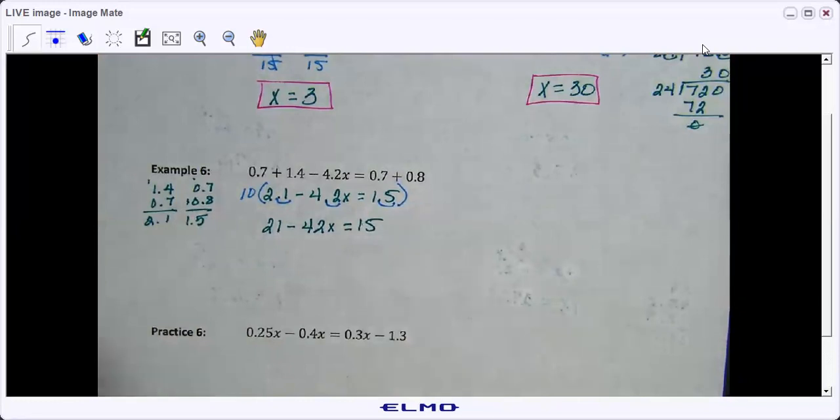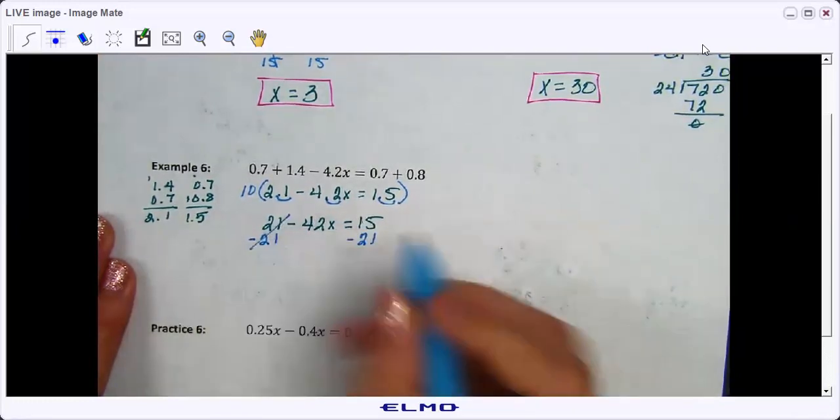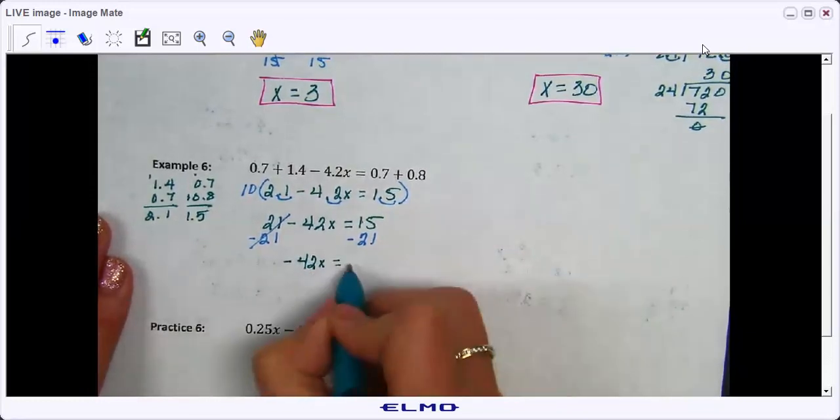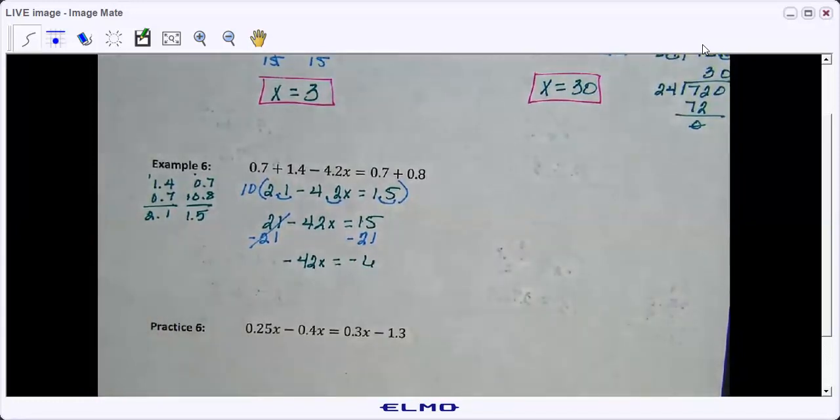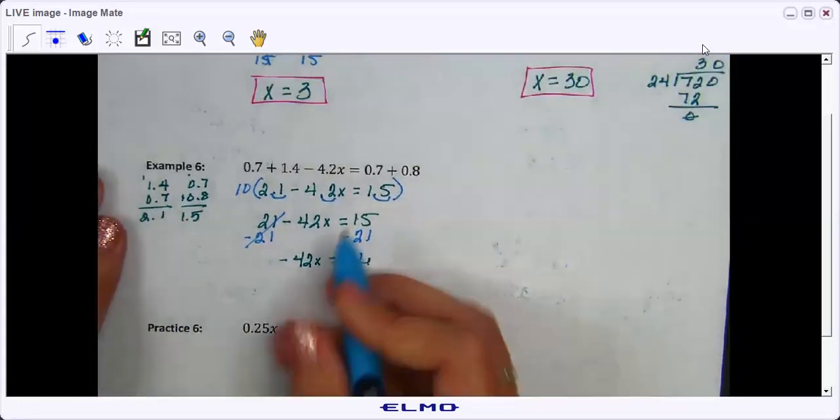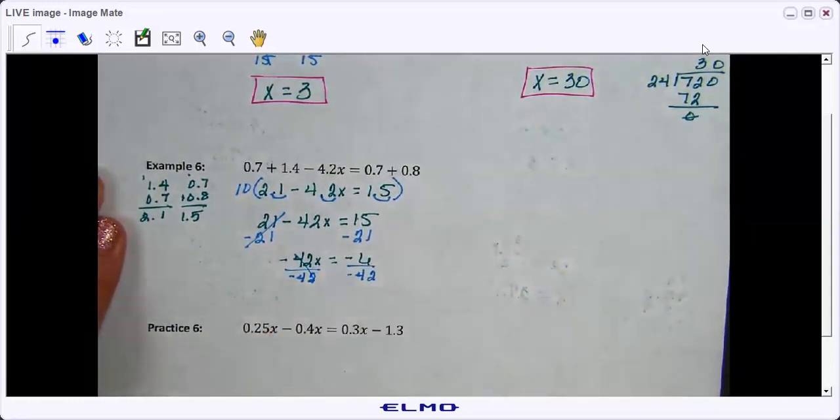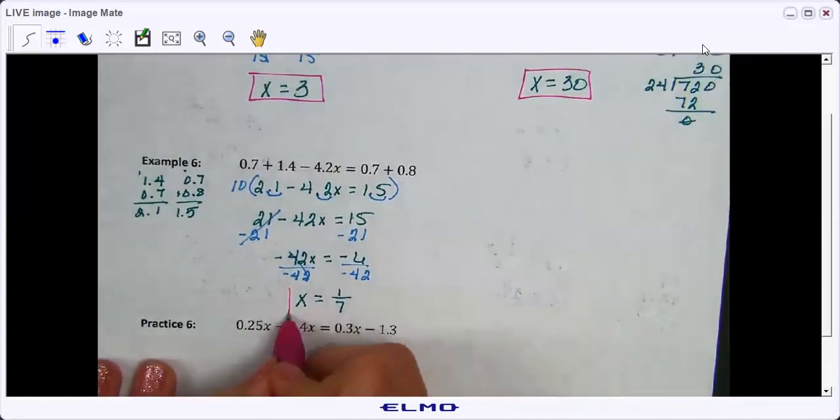Yeah, 15. Okay, now I'm going to subtract 21 on both sides. Okay, we have some negatives here. We have negative 42x equals negative 6. That doesn't look right, but it is. So now I'm going to divide both sides by negative 42. And x equals, not 7, because 42 divided by 6 is 7, but 6 over 42 is going to be 1/7. Yes, and you can leave this as a fraction.